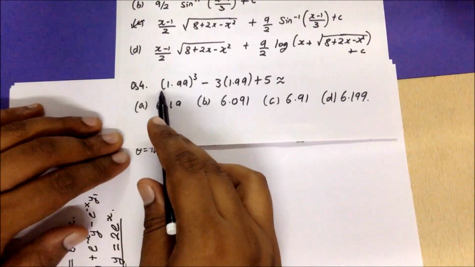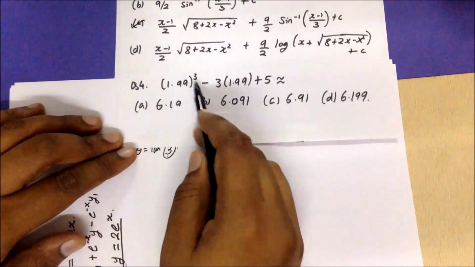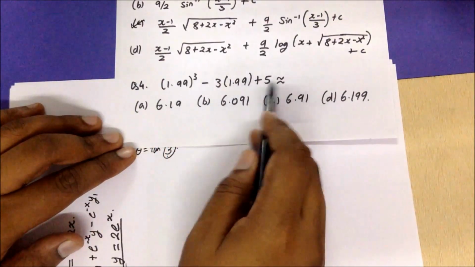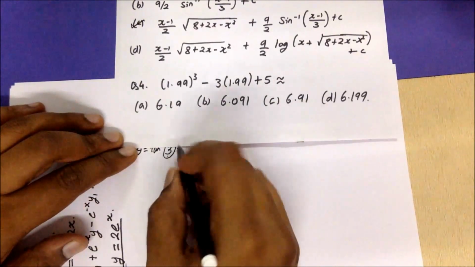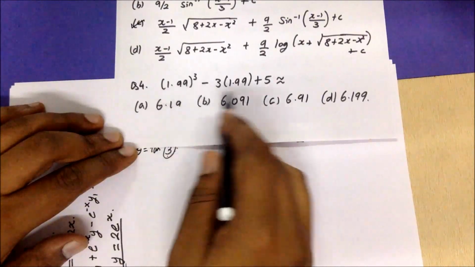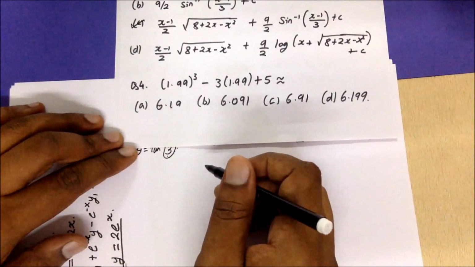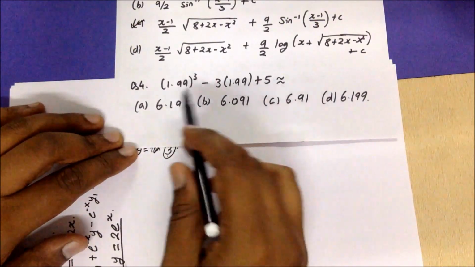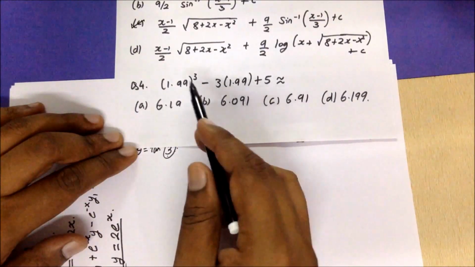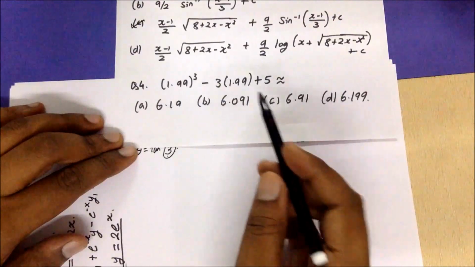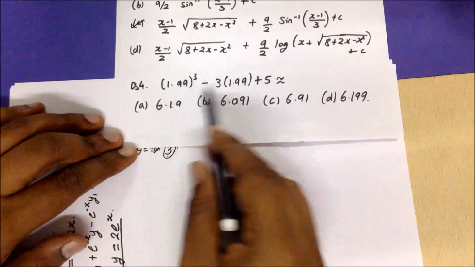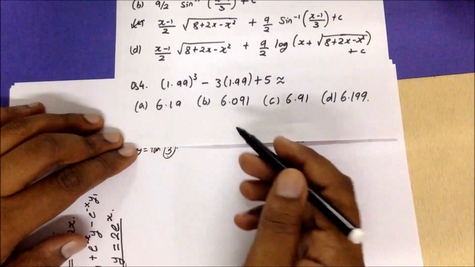Moving to the next one, we have 1.99 cube minus 3 into 1.99 plus 5. You have to find the approximate value of this. So what you have to do is first of all understand that this question is from application of derivatives, wherein you have to find the approximate values of certain functions. Now in this they have not given directly the function.